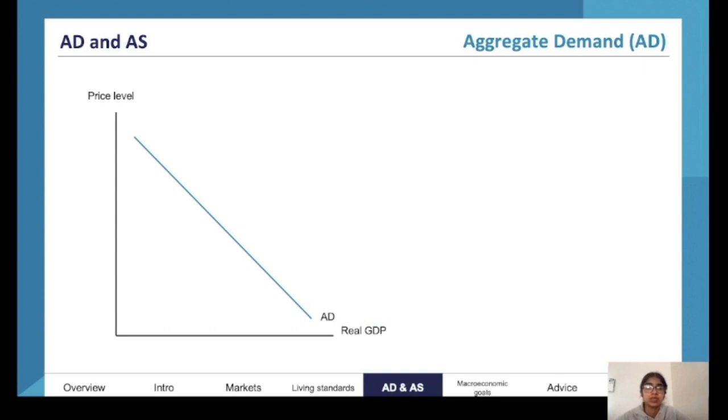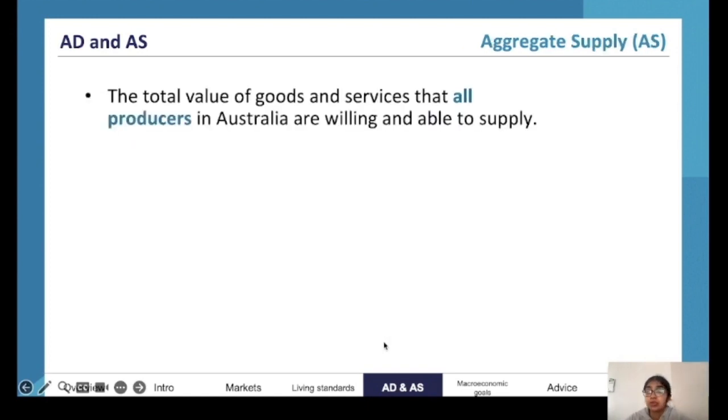So that leads us to aggregate demand. So, aggregate demand looks very similar to just the microeconomics demand curve. The only difference is we're looking at the price level. So now we're not just looking at prices, we're looking at the price level. And then the quantity supplied is real GDP. It's still downward sloping.